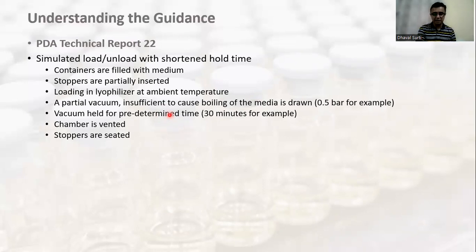In this predetermined vacuum hold time, we have to simulate in pulses. Why? Because in my actual cycle there will be pulses of vacuum and nitrogen purging to maintain the vacuum at a certain level. To simulate that pulse, you draw the vacuum, hold it for 30 minutes, again bring it to atmospheric pressure with the compressor, then again draw the vacuum, then again bring it to atmospheric pressure. They do this 3-4 times to simulate the actual process which occurs during the media fill with the actual product. Why? This also checks the nitrogen line or compression line, whether it is properly sterilized or not. Then the chamber is vented and stoppers are seated.